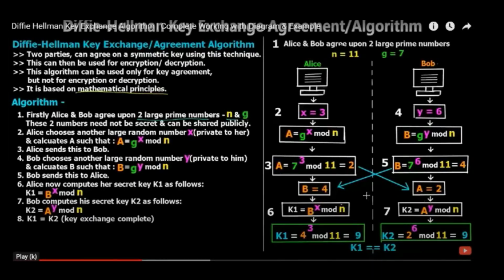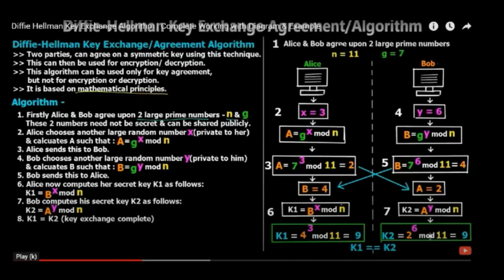Now we are going to calculate the key. What is the formula for calculating the key? K is equal to B to the power of X mod N. This is the formula. What is the value of B? The value of B is 4. So 4 to the power of X, X equal to 3. So 4 to the power of 3, 4 into 4 into 4, you take mod 11, and the answer is going to be 9. The same answer will come on the other side also.